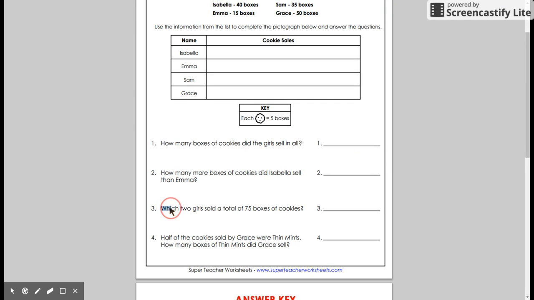One thing I just did want to point out is on number 3, it says, which 2 girls sold a total of 75 boxes of cookies? Just make sure you'll be checking through here a little bit, adding 2 girls' cookie sales up, and hopefully they will equal 75. You might have to check a couple different combinations to see if you can get 75.